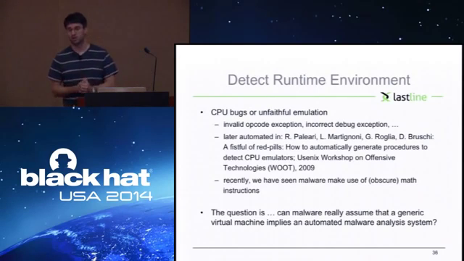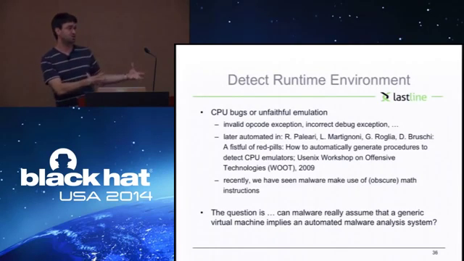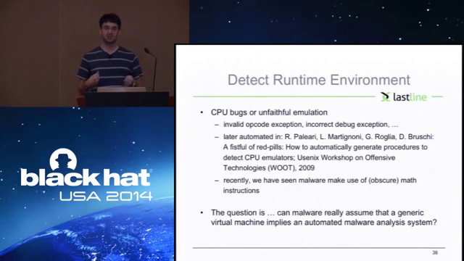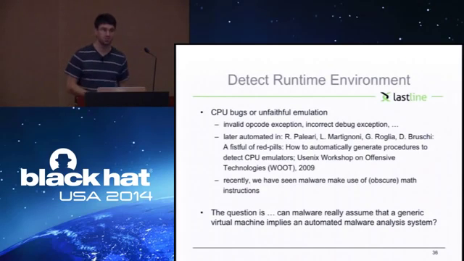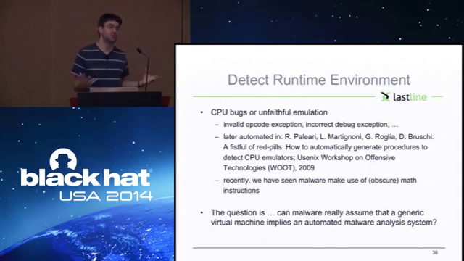Or unfaithful emulation, where, since an emulator is a piece of software that tries to implement the functionality of hardware like the CPU, sometimes there are slight differences or bugs that can be detected, and there's a nice paper on how to automatically detect these differences. And recently we've seen a lot of malware using more obscure math operations or floating point operations in the hope that the emulator doesn't support them, and if it doesn't, then you know that you're not running a real system but an emulator.